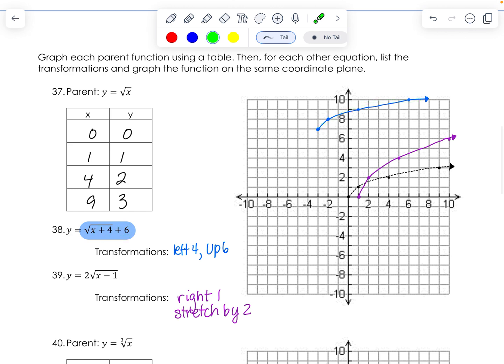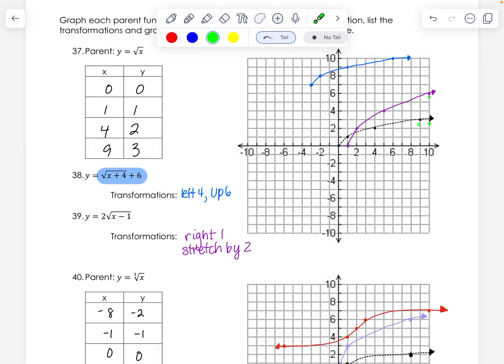And the purple one is right 1. So we've moved this point right 1. And then all the y values on the parent function get doubled. And so this was at a y value of 1. It moved right and then doubled. This was at a y value of 2. It moved right and then doubled to 4. This was at 3. Moved right 1 and doubled to 6.